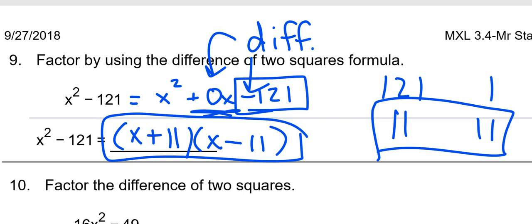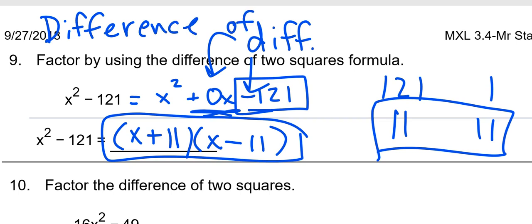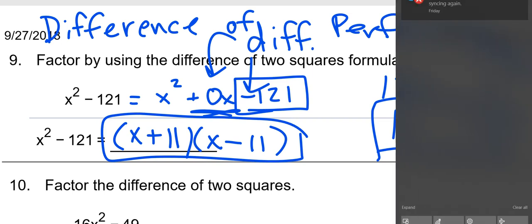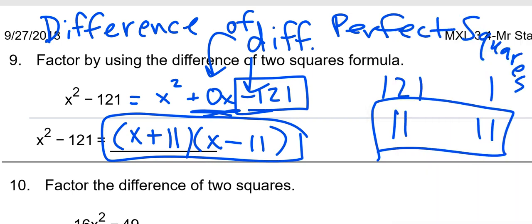This is called a difference of perfect squares.